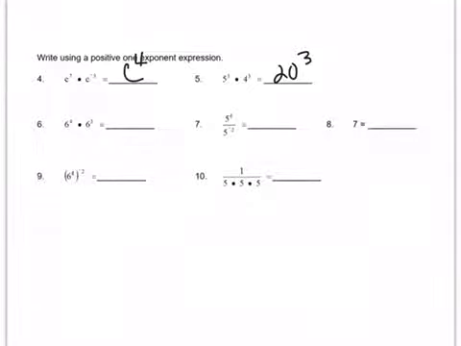Okay, on number 6, we've got 6 to the 4th times 6 to the 3rd. So just like in number 4, we're going to keep our base and add our exponents. So this is 6 to the 7th power.